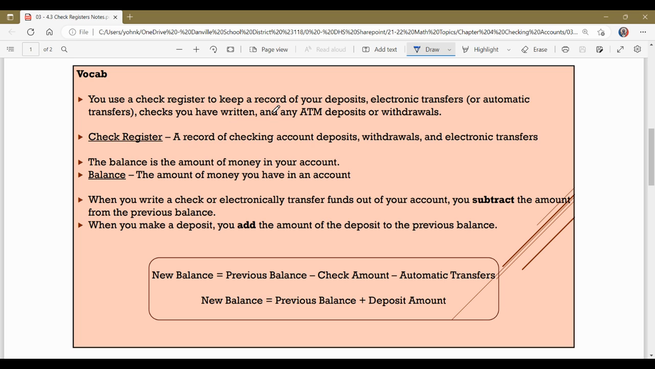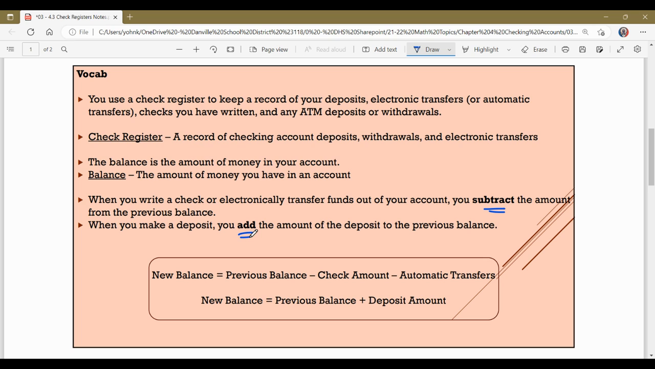When you write a check or electronically transfer funds out of your account, like a direct payment or you have automatic bill pay, you subtract the amount from the previous balance. When you make a deposit, you add the amount of the deposit to the previous balance. So when you write a check, that means you're giving somebody else money, which means you have less money, which is why you subtract checks.